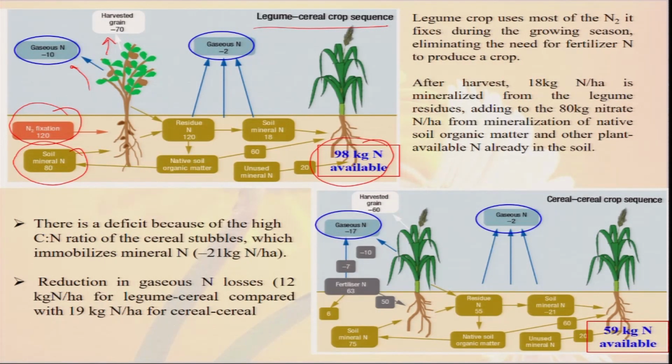But in the other condition, when there is no legume, only cereal, the gaseous loss will also be more as compared to when there are legumes. And in this graph we calculated the soil mineral nitrogen, and only 59 kilo nitrogen is available. So in the case of the cereal plus legume cropping sequence it is 98 kilo, while in the cereal cropping system only 59 kilo. This clearly shows the importance of legumes in a cropping sequence and how we can maximize different resources under organic farming so that we can get better quality yield.